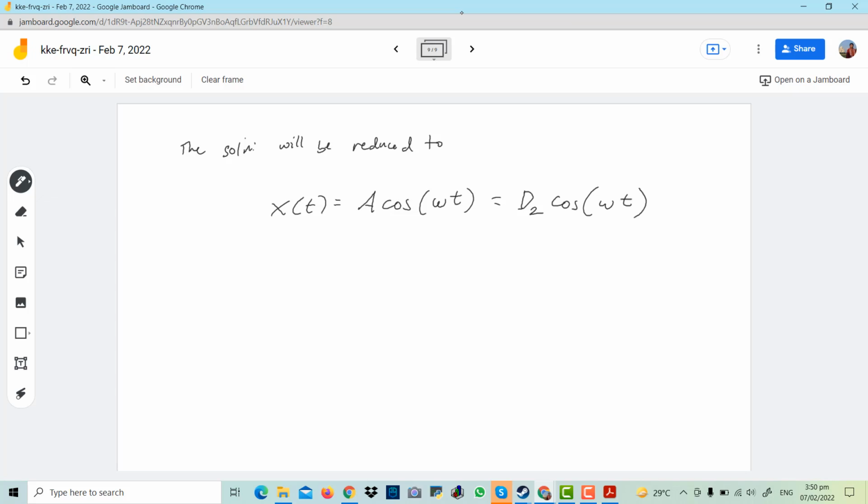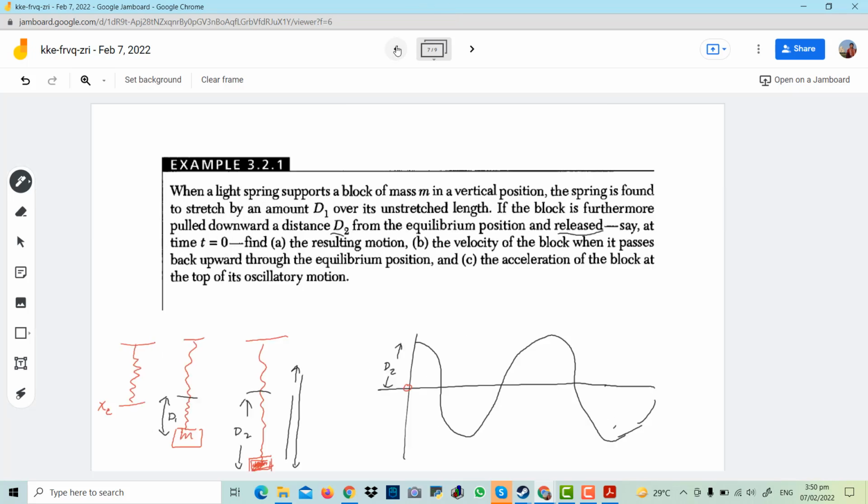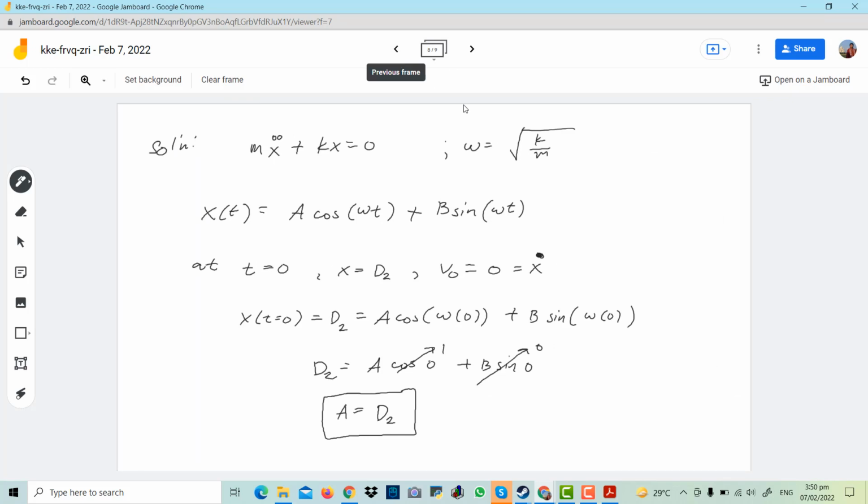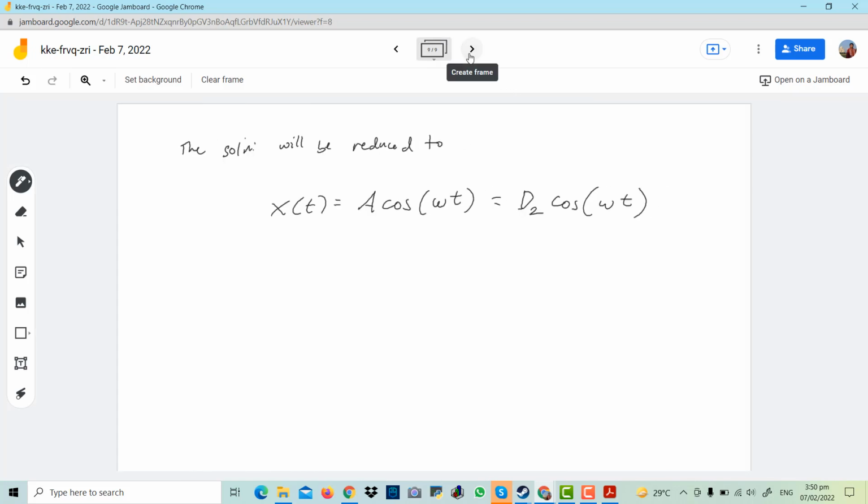Next question is, what will be the omega? Omega is not given, since k is not given. There is no k for the spring. Since k is not given, we cannot use this equation here. So how do we solve for omega? Easy, we have one more initial condition at time equals 0.